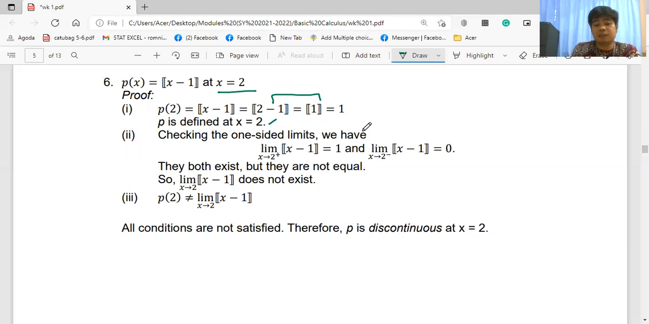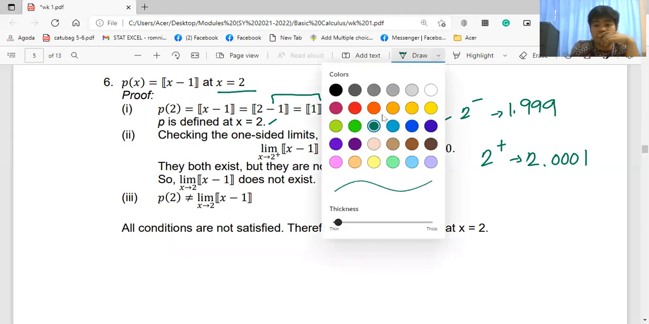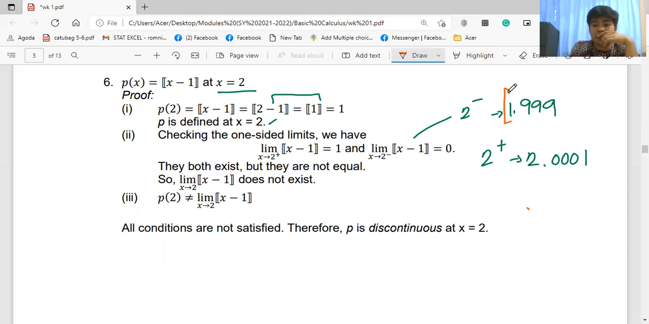Now checking the one-sided limits, to determine if the two-sided limit of the greatest integer of x minus 1 as x approaches 2 does not exist, we need to check the left and right. If we check the left of 2, we can have 1.999, almost 2 but not equal to 2. We can check right of 2, we can have 2.0001, as a sample value.